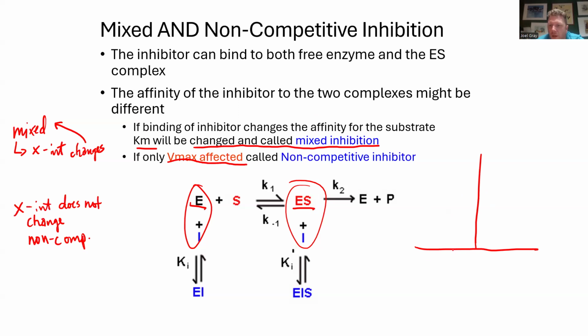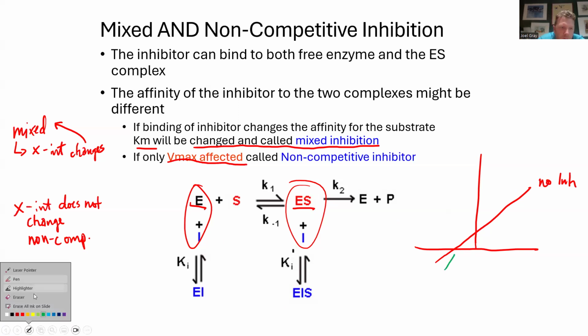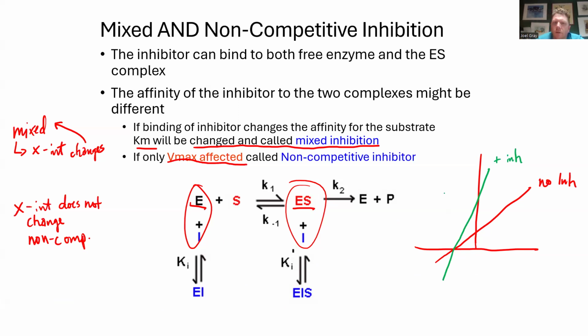So I'm going to draw one line. There we go. That red line represents no inhibitor. Now I'm going to get a green line. Oh, that wasn't what I wanted. Eraser. Green. Okay, I got that. This right here, my X-intercept, does not change. So this is non-com.